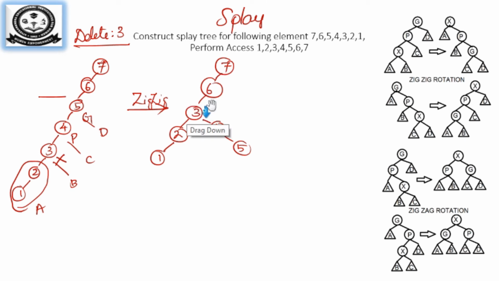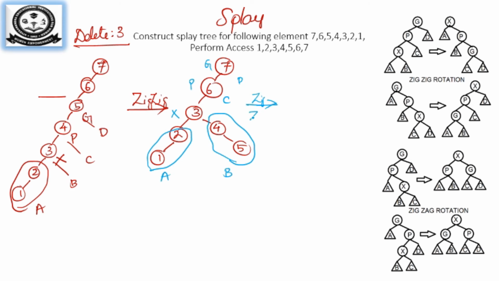So we'll have this is X, P and G. So now I have this entire structure as A, this entire structure is B, I don't have C, I don't have D. So perform zigzag, bring 3 to the top. So you'll have 3, 6, 7. What is A? A is 2, 1. What is B? It is 4, 5.